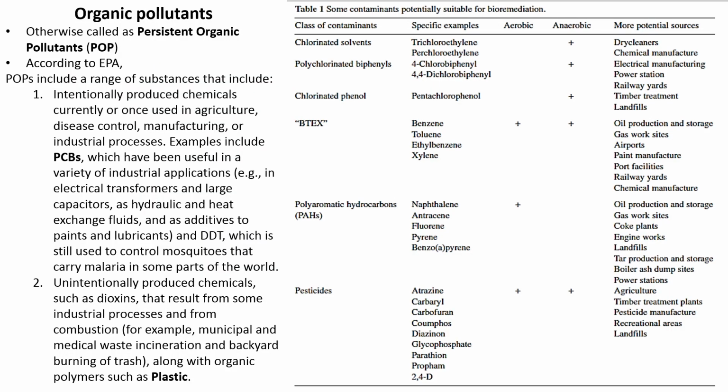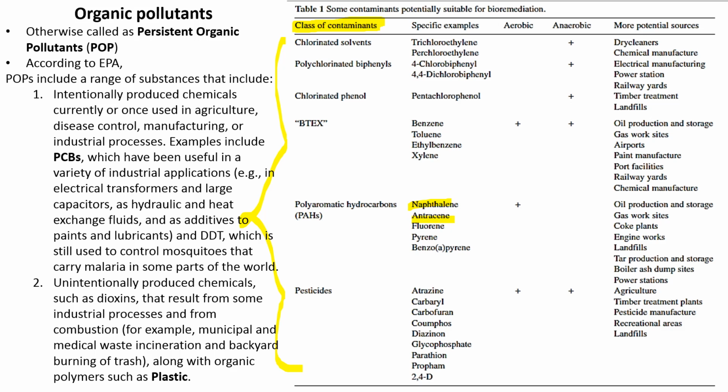Okay. Now, organic pollutants, as I said, according to EPA, are called persistent organic pollutants. And as you can see in the table, there are different classes of contaminants. You can see chlorinated solvents, polychlorinated biphenyls, chlorinated phenols, BTEX, which are organic solvents such as benzene, toluene, xylene, and polyaromatic hydrocarbons, which are your naphthalene and your anthracene. And of course, we have pesticides.